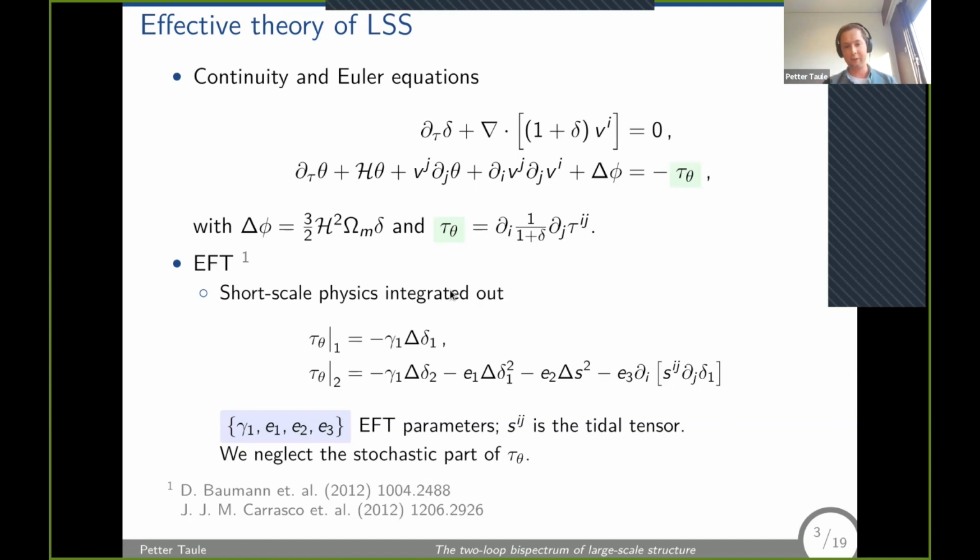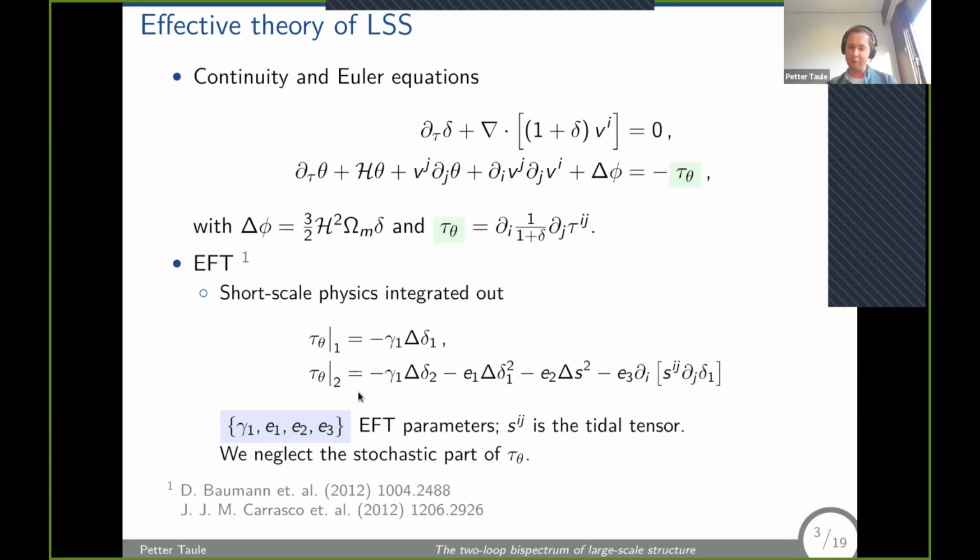In this work, we work at leading order in the gradient expansion, so in the expansion k squared over k non-linear squared, and at first and second order in perturbation theory. We write down these contributions to the effective stress tensor, where at second order there are three additional parameters, E1, E2, E3, and here S is the tidal tensor, so that we have in total these four EFT parameters. We also neglect the stochastic part of the effective stress tensor.